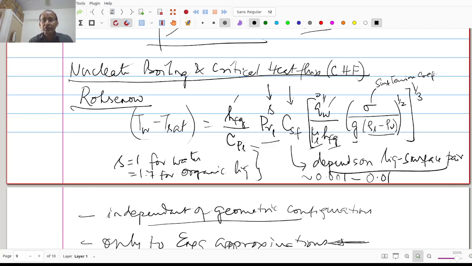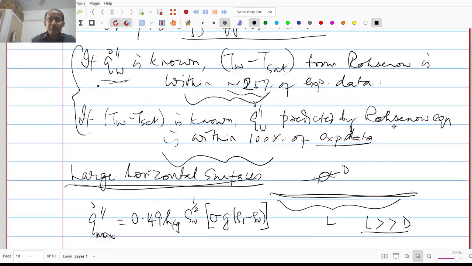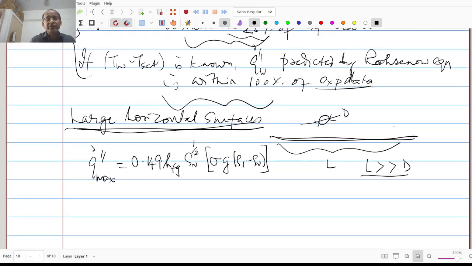Okay, so these are the symbols that we need to recognize. The same symbols are here. h_fg, rho_V is the vapor density, sigma is the surface tension coefficient, g is the acceleration due to gravity, and rho_L minus rho_V is the density difference between the liquid and vapor, right?